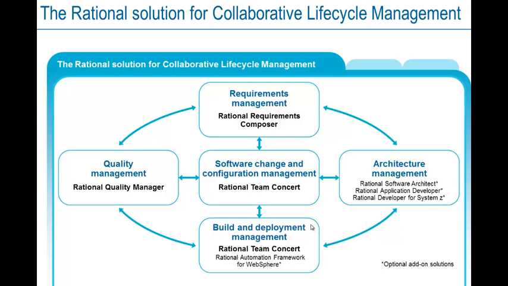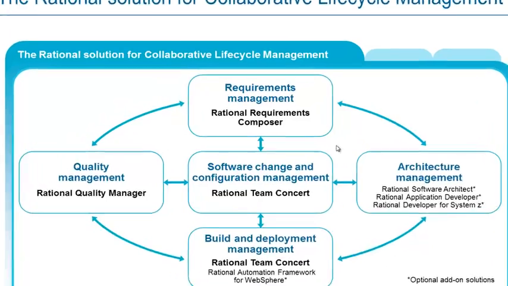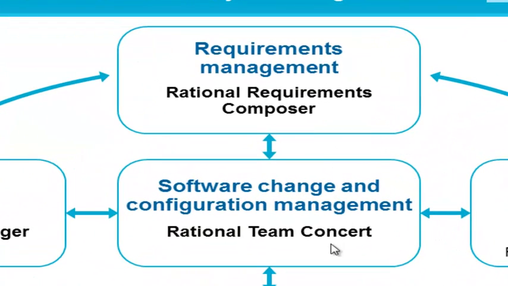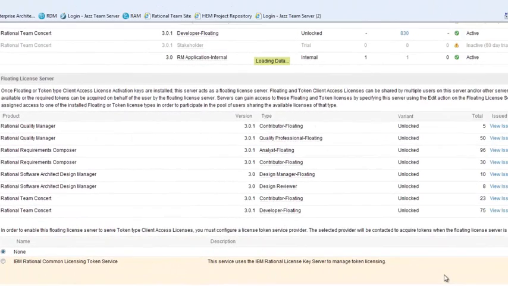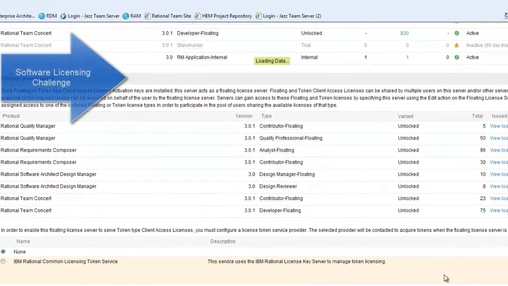So these applications here are used in varying degrees at Hilton. But within Hilton, everybody uses Requirements Composer and Rational Team Concert. The way the Rational software is licensed to us at Hilton is based on a floating user concept. You really have two ways you can license this software.